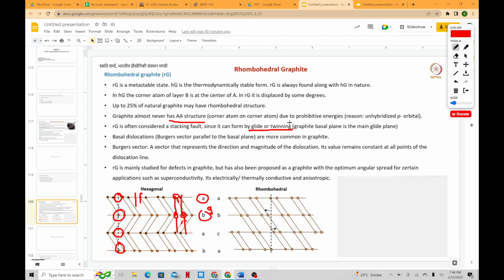I don't know exactly, but there are different types of boundaries, grain boundaries. No, that is different. Are you talking about the twin boundary, or is it something else?